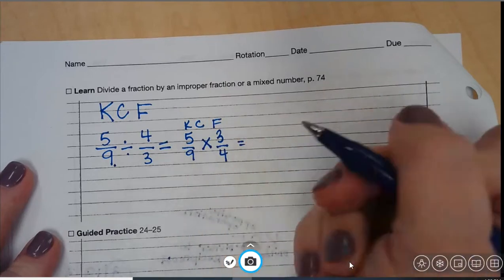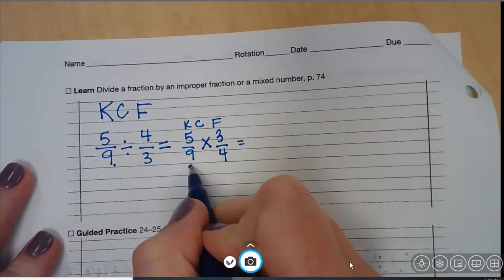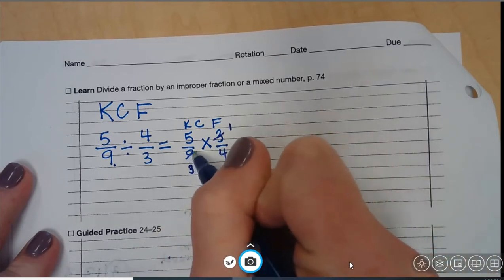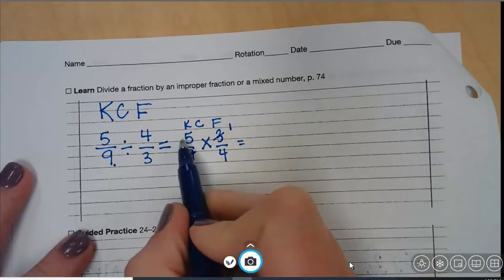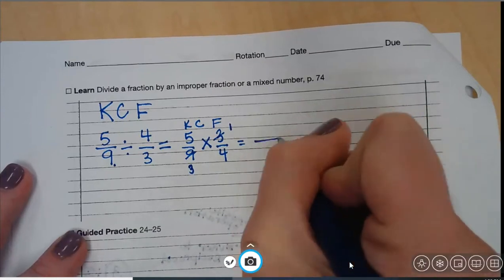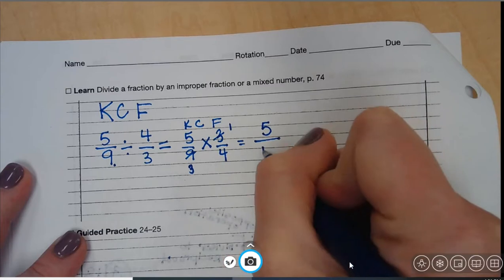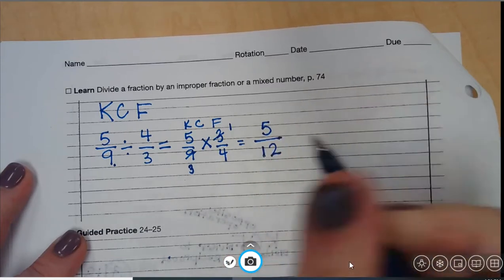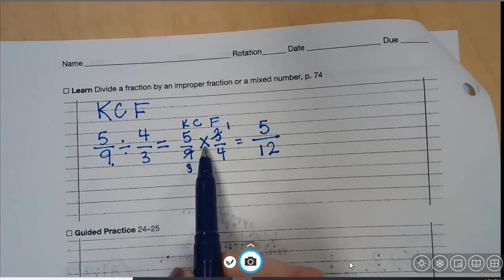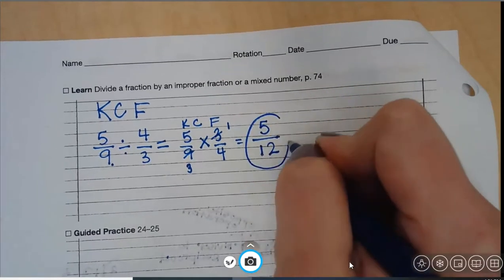If you want to simplify, you could say that 9 divided by 3 is 3 and 3 divided by 3 is 1, and simplify there. Or you could have multiplied straight across and said it was 15 and 36 here. So 5 times 1 is 5 and 3 times 4 is 12. So when I do 5/9 divided by 4/3, that equals 5/9 times 3/4, which is equal to 5/12. I can't simplify that anymore, so that is my answer.